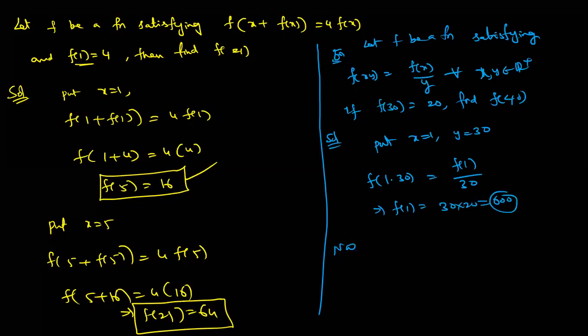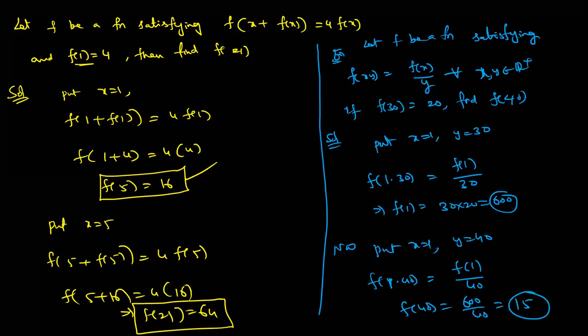Now, what to do here? Now again, put x is equal to 1, y is equal to 40, that is the question. So 1 into 40, f of 1 by 40. Clear? So f of 40 is equal to f of 1 by 40, meaning 600 by 40. What is the result coming? 15. Good, excellent.